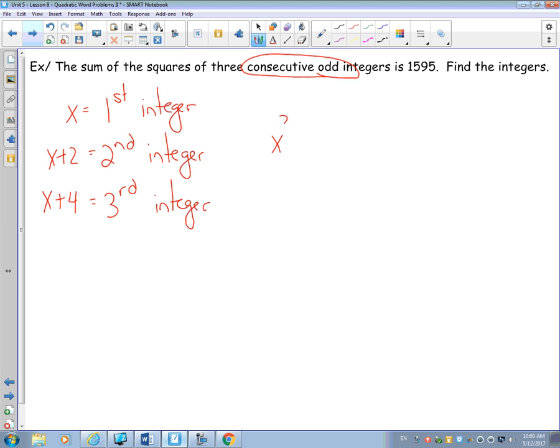Our equation: x squared, x plus 2 squared. I want to sum all the squares, right? x plus 4 squared, and that comes out to 1595. The math is the same style now. Let's get rid of those brackets by writing them out twice, and then foiling.